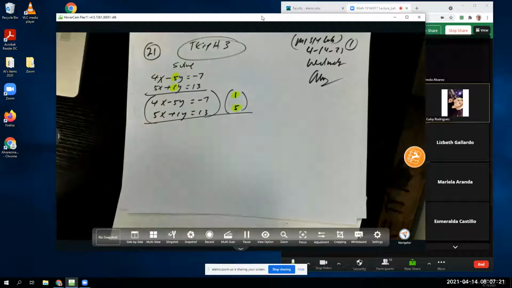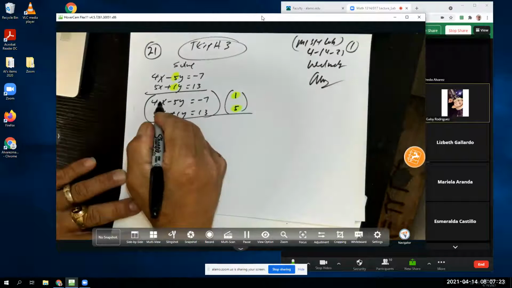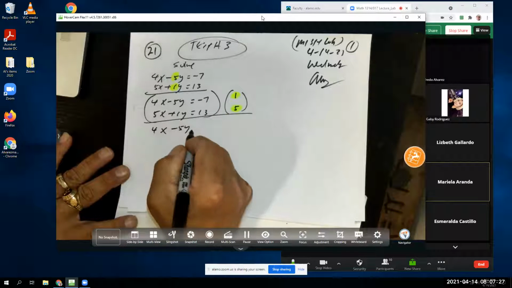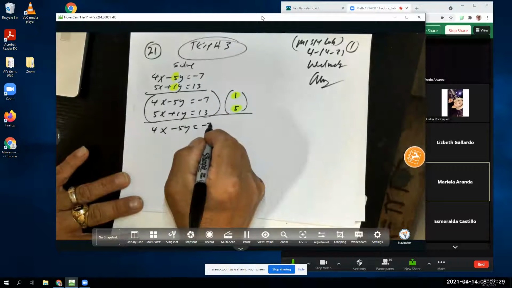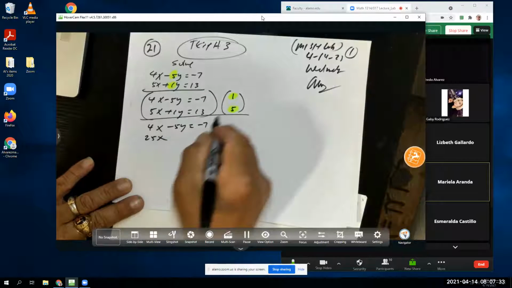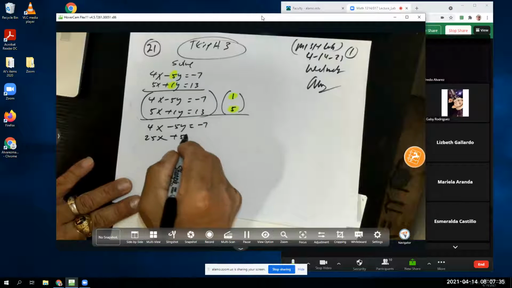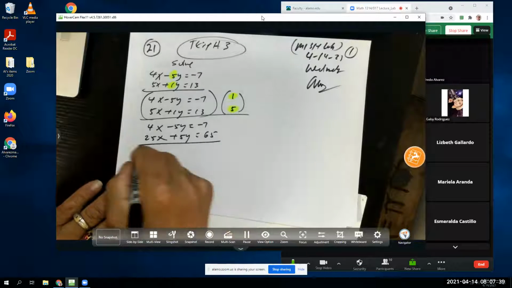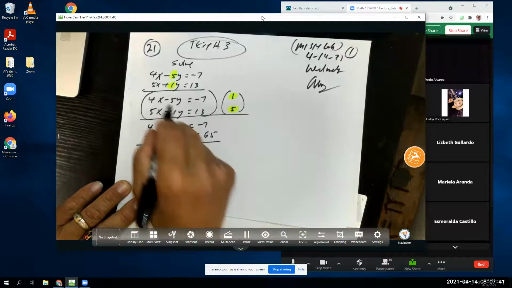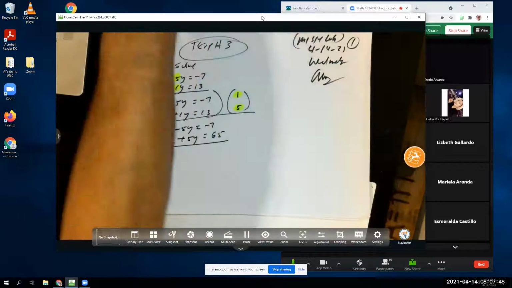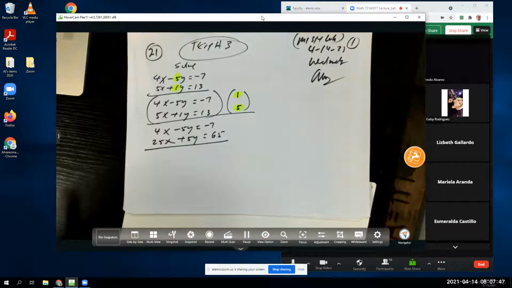Ready? So, 1 times 4x is 4x. 1 times -5 is -5y. And 1 times -7 is -7. 5 times 5 is 25x. 5 times 1 is positive 5y. And 5 times 13 is 65. 5 times everything, 1 times everything. So step 1, whatever these numbers are, you just flip them around, okay?